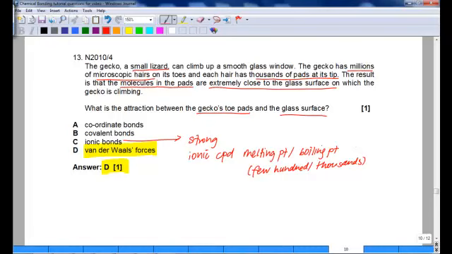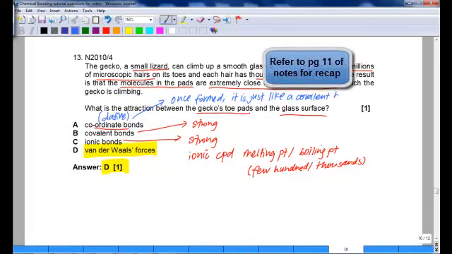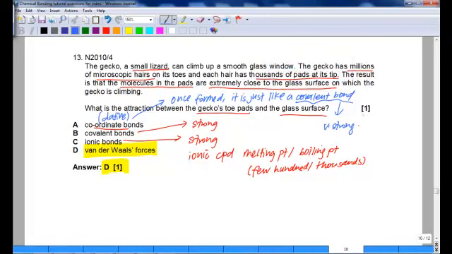Then in this case, covalent bonds are also very strong and require lots of energy to break. Similarly, coordinate bonds actually just mean dative bonds. Remember that a dative bond, once formed, is just like a covalent bond, which is again very strong. So in fact, A, B, C don't make sense. Only D makes sense because van der Waals forces are weak. They can be easily overcome.